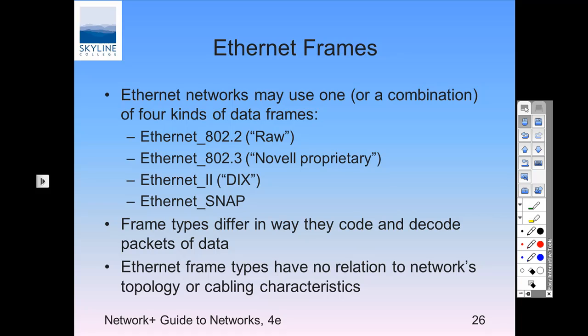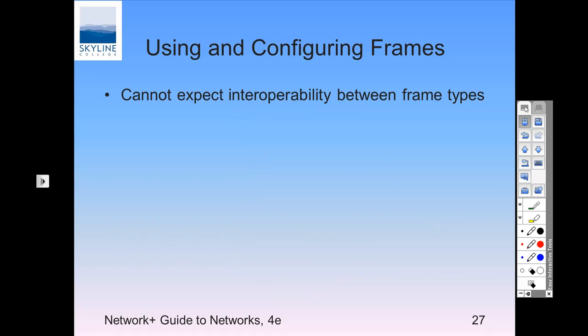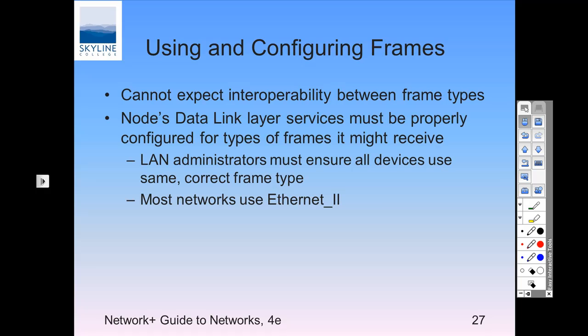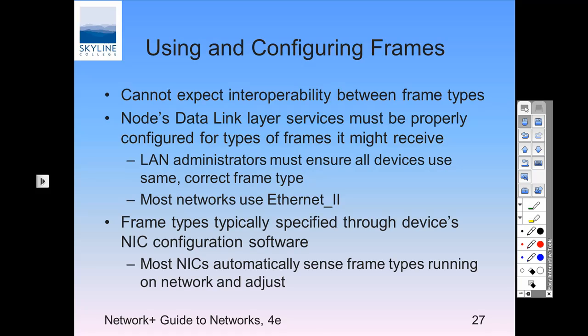No relation to the network's topology or cabling characteristics. The frame is simply the information that goes in at layer 2. You cannot expect interoperability between frame types, and you may see that. Typically, you're not going to see a lot of frame differentiation in today's networking world. Used to, because we had more different operating systems that actually operated in the networking world. And NetWare, and Microsoft still convinced through Server 2003 that NetWare was still viable, because they had their own protocol to connect with a NetWare network.